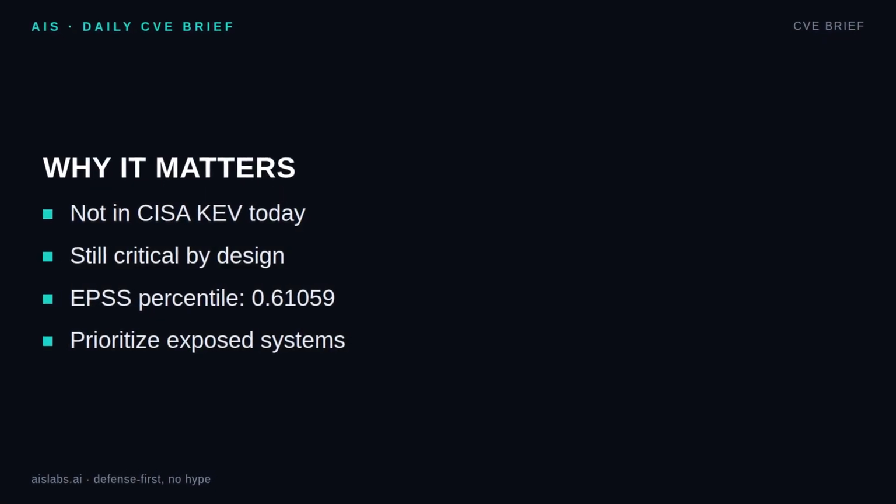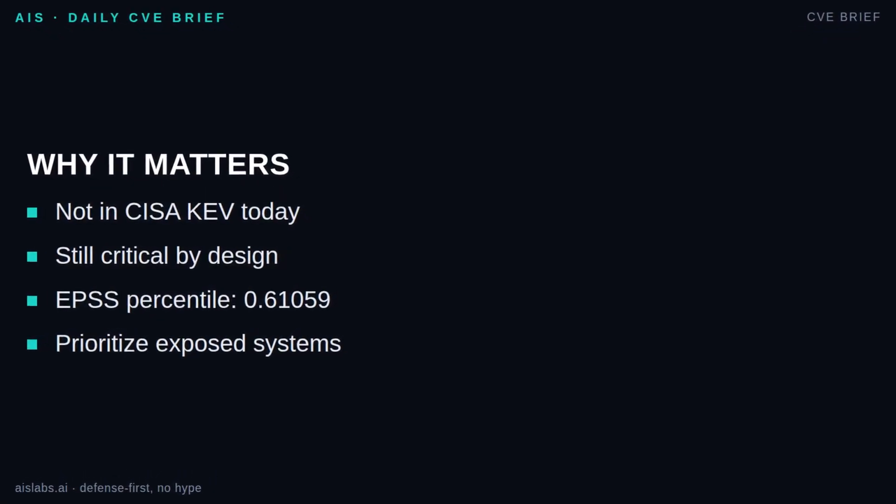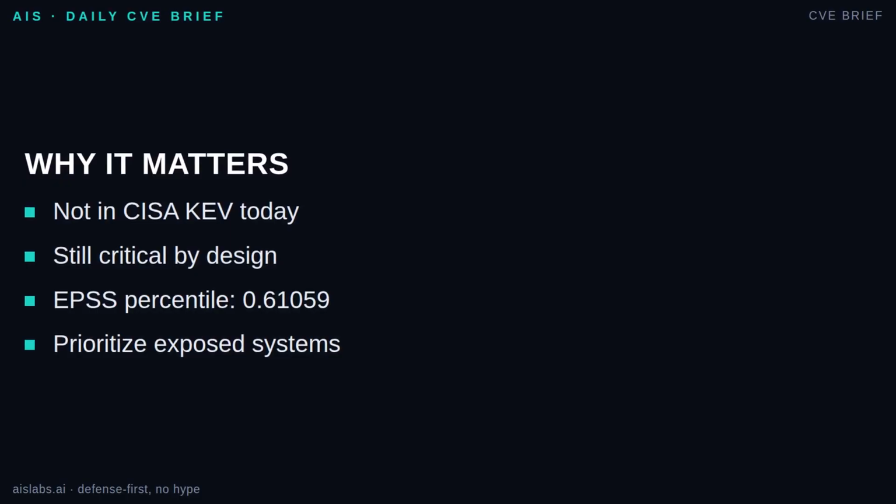The important nuance: CISA KEV status is false for this CVE based on today's data. That means it is not listed in CISA's Known Exploited Vulnerabilities catalog at the time of this brief. But KEV false does not mean safe. It means we do not have that specific government catalog signal of known exploitation. The risk picture still includes a 9.8 critical CVSS score and an EPSS percentile of 0.61059, which places it above a meaningful portion of vulnerabilities in modeled exploitation likelihood.